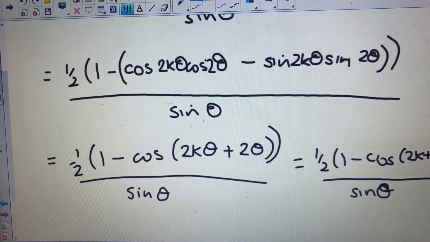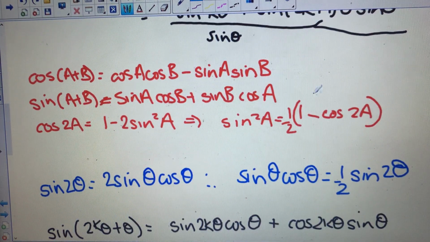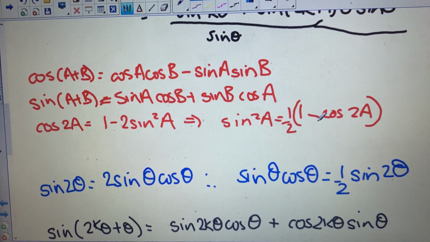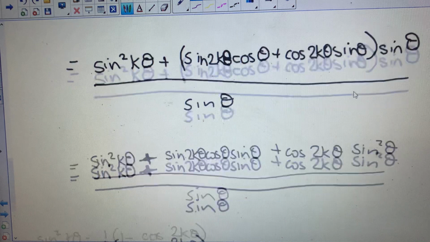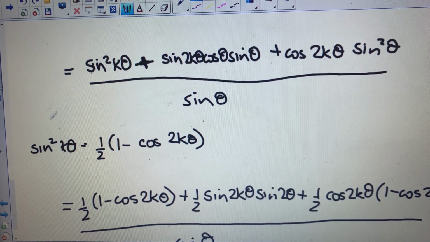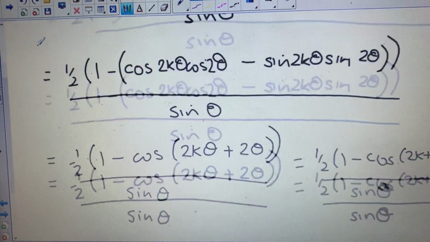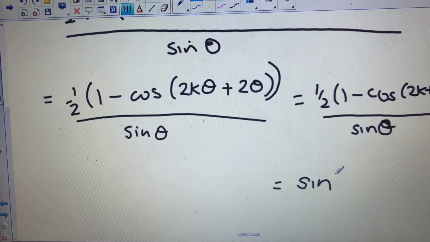Let's go back to another identity. We know that sine squared of an angle is a half, 1 minus cos 2 of those angles. So what we can do is, if we have a quick, similar to what we've got here, we know that this can be written as the sine of the angle squared.